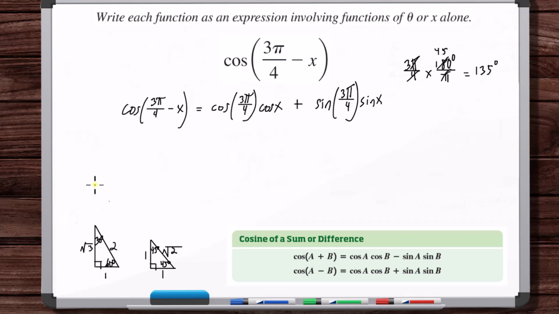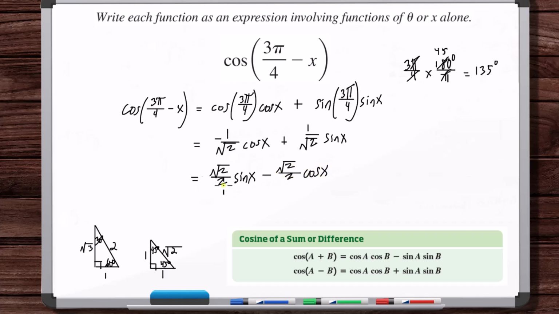And so 135 is in the second quadrant with reference angle 45. So cosine of 135 would be minus 1 over root 2. And then sine would be 1 over root 2. Now we can rationalize this. Multiply by root 2 over root 2. That's going to be root 2 over 2. So we can do, let's say, root 2 over 2 and then put sine x first minus root 2 over 2 cosine x.